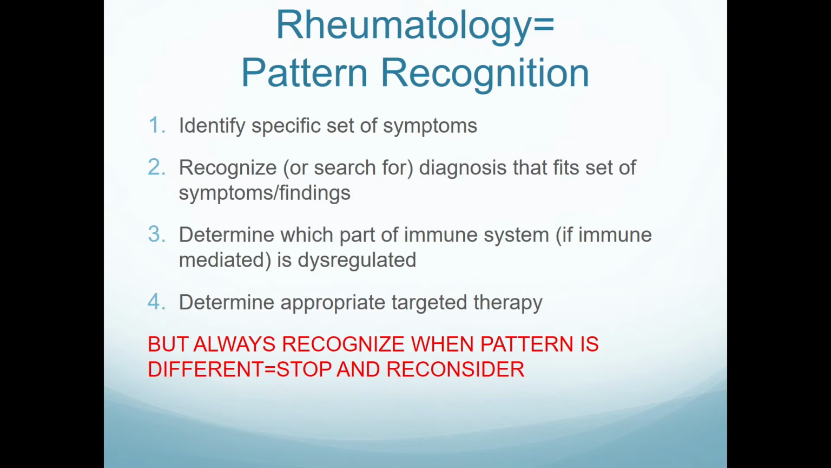Then you want to determine whether or not you think the immune system is involved. If you think the immune system is involved, you want to determine which part of the immune system is dysregulated, because then you can determine appropriate targeted therapy, right? Gone are the days when rheumatologists just used to bang everything with steroids. We should not do that any longer, and we definitely try not to. However, the key with rheumatology is always to stop and reconsider anytime the pattern is different.